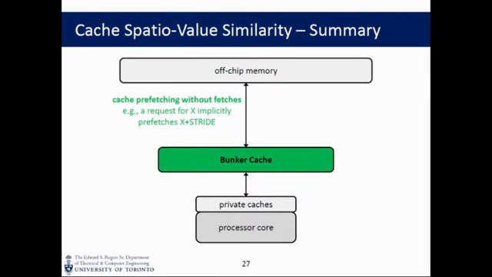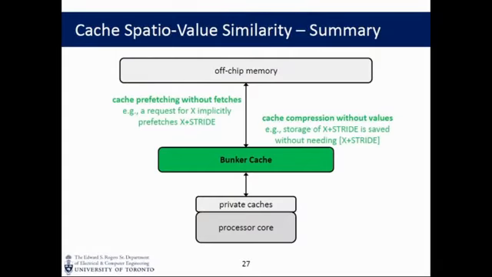As I'm showing here, you could do this with very little overhead in your hardware and really reap the efficiency gains at the gatekeeper of off-chip memory, essentially. The way I like to think of it, in terms of data movement, is that we're able to provide a form of cache prefetching without fetching, because now a request for address X implicitly prefetches address X plus stride already. And in terms of cache storage, we're able to provide a form of cache compression without actually having to manipulate data values, because the storage for X plus stride is saved without needing to fetch X plus stride and read the values, because we're exploiting natural tendencies in the approximate information that we see in our applications.